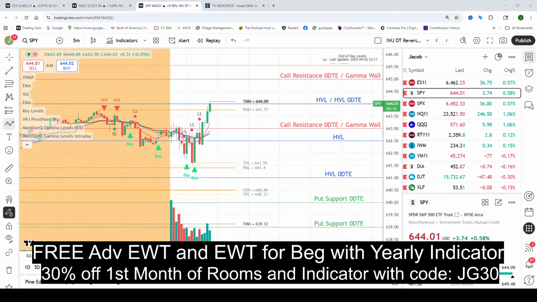So any failure breaking back below, I'm going to say 642.50, this high volume level right here. Anything that breaks back below that is very likely to break back down below the pre-market low.